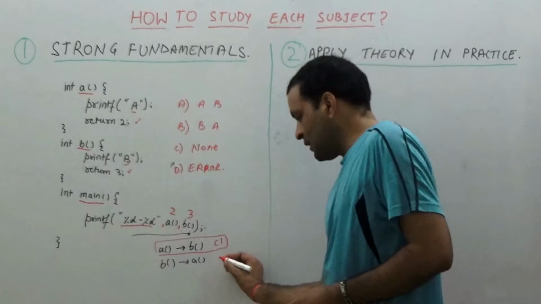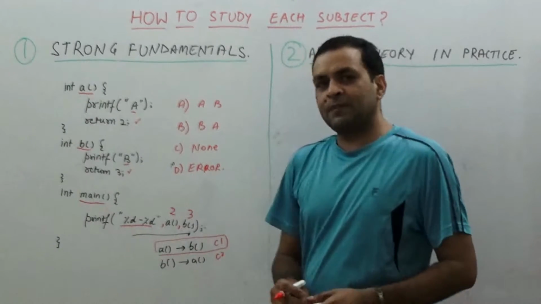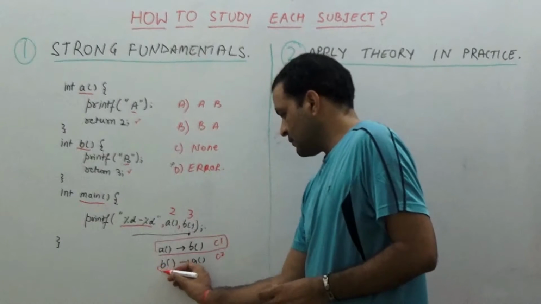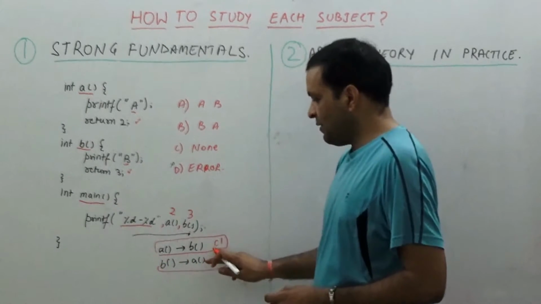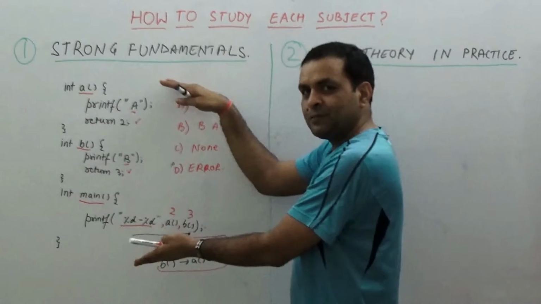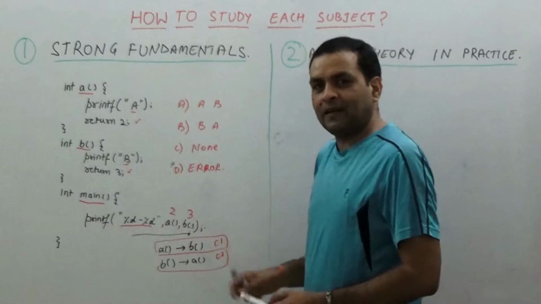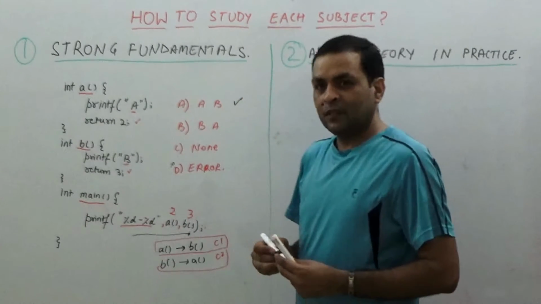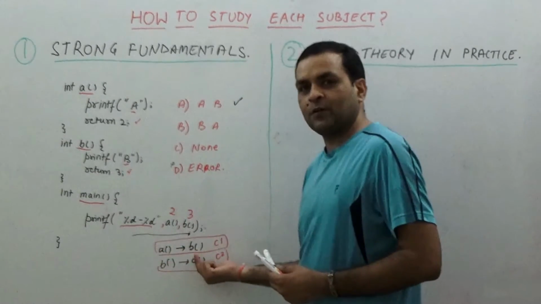And let us say there is one compiler C2 in which the order of evaluation of actual parameters is right to left. So in C1, first A will be called, then B will be called. So when you compile this program using the C1 compiler, your answer will always be A B, because first the A function is called and then the B function is called.